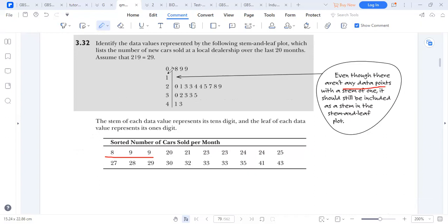People were writing 0, then they jump, they go to 20s, 30s, 40s. You put in the 1 even if there's nothing appearing there.